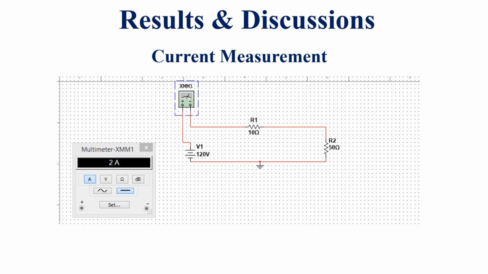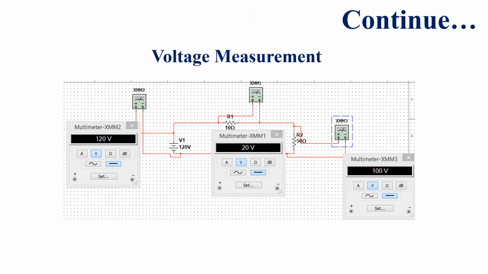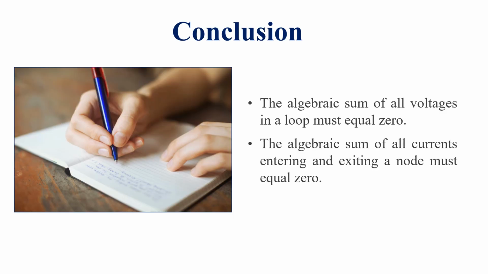Here we have the results and discussion part. The current measurement of the series circuit has been presented in this slide. From this slide, the measurement of voltage shows that the voltage entering is exactly equal to the voltage leaving in any circuit. The conclusion of this experiment proves that Kirchhoff's laws are true. The algebraic sum of all voltages in a loop must equal 0. The algebraic sum of all currents entering and leaving a node must equal 0.